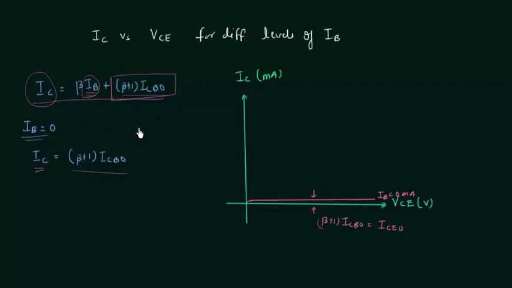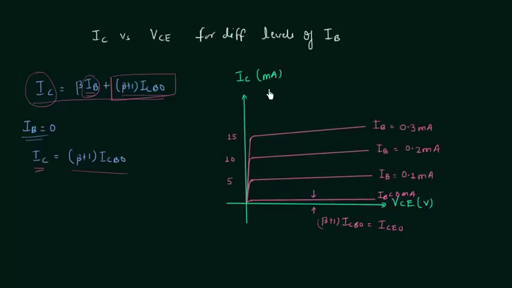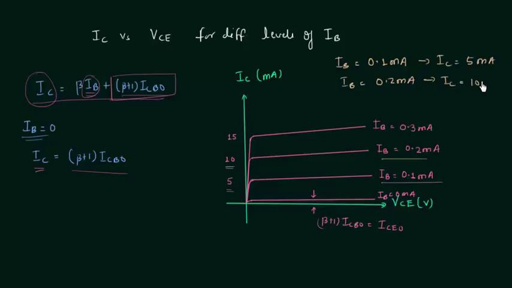This statement is not 100% true. I will explain why. First, we will complete the plot for different input currents. If we increase IB in equal interval, IC will also increase in equal interval. You can see when IB is equal to 0.1 milliamps, IC is equal to 5 milliamps, and when IB is equal to 0.2 milliamps, IC is equal to 10 milliamps.